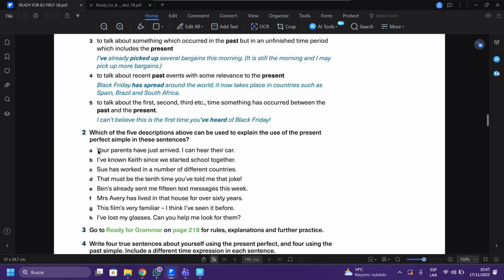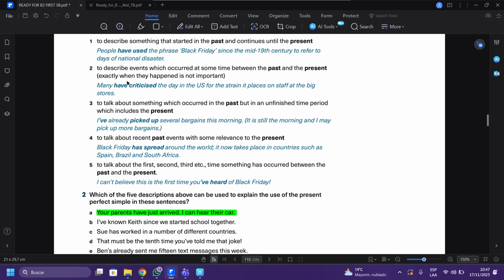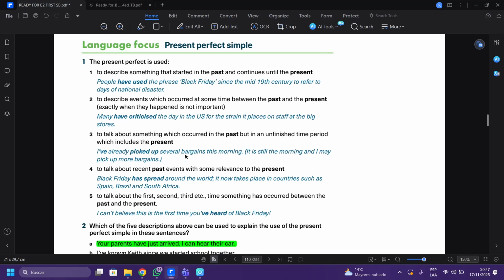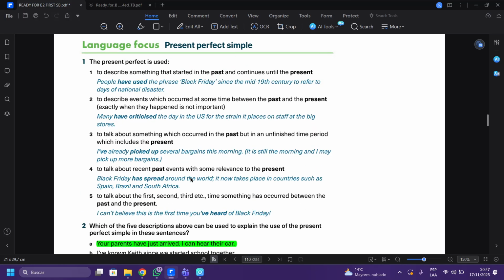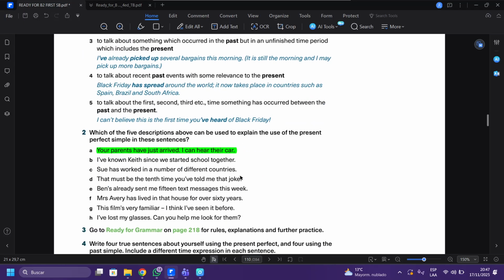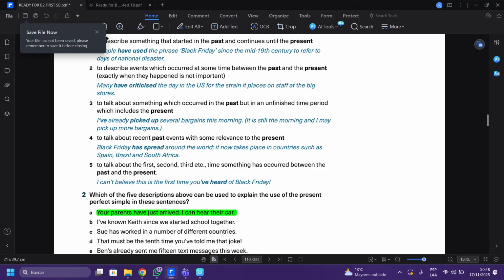Okay. Yes, so please. Letter A. Your parents have just arrived, and I can hear their car. We're here. I have highlighted this. Which one of these descriptions is used to describe the present perfect in this specific sentence? Number 1, number 2, number 3, number 4, or number 5? We have to write the number next to the sentence, okay? So tell me, what do you think is the correct one? Number 1, 2, 3, 4, or 5?